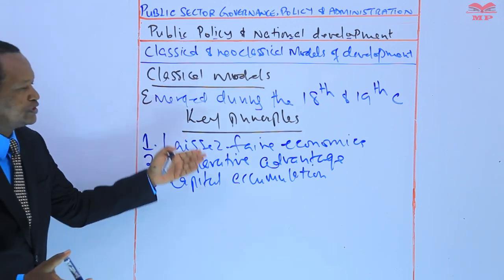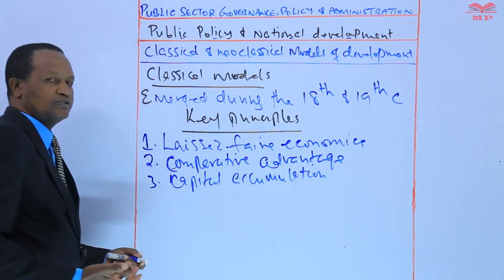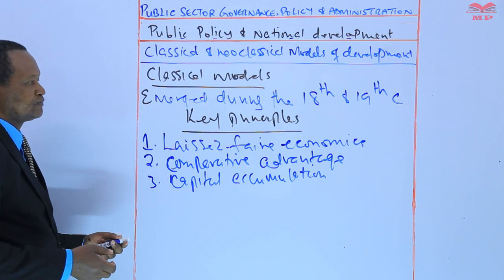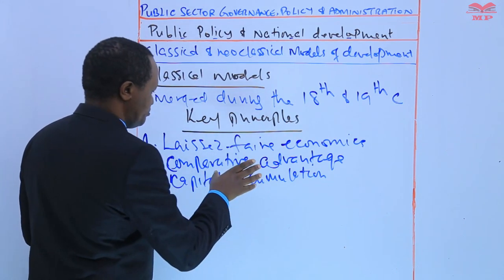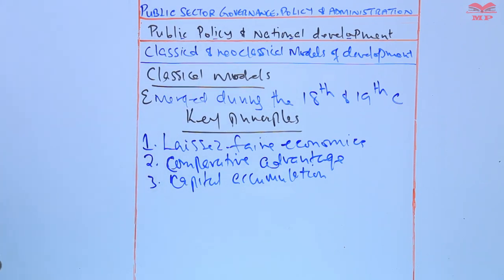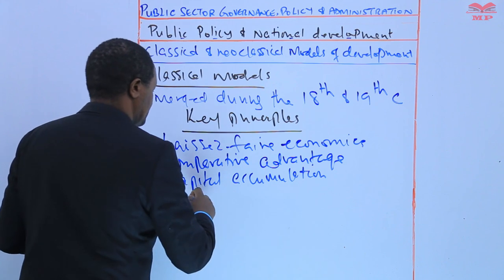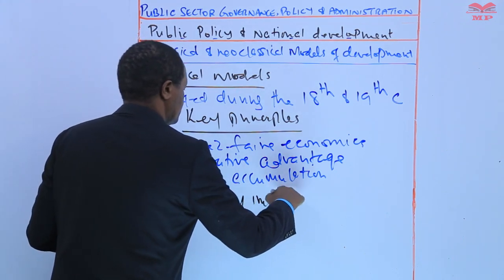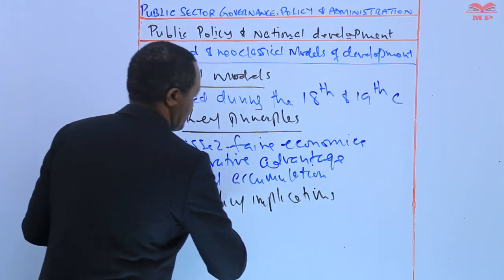So these principles have some implications on public policy. Do you understand? There are implications of these principles on public policy. What are the policy implications of the classical model?